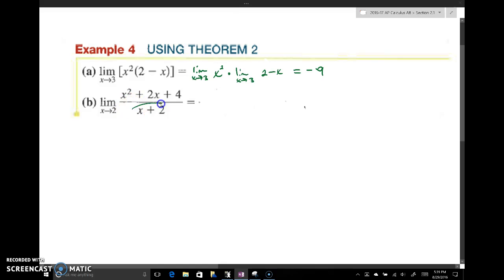Here, again, we can use the quotient rule as long as the bottom's not 0, and in this case it's not. So we'll have the limit as x approaches 2 of x squared plus 2x plus 4 over the limit as x approaches 2 of x plus 2. And we'll just evaluate them using the substitution rule because, again, these functions are defined at 2, so we can just plug it in. This is going to be 4 plus 4 plus 4, so that's 12 over 4, so 3.